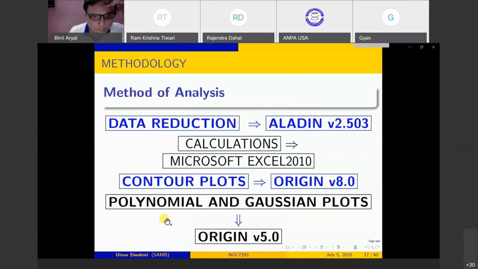So our method of analysis is really, really simple. This is justified by the chart given here. The data deduction was done by Aladin 2.5. Calculations were all done in Microsoft Excel 2010. Contour plots, that is three contour plots, were done in Origin version 8, and polynomial and Gaussian fittings were done in Origin version 5. Now we use both Origin 8 as well as version 5 according to our convenience, and mostly we also use both Origins for some data.